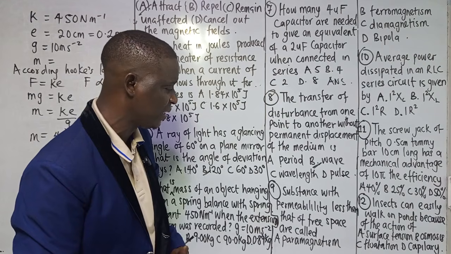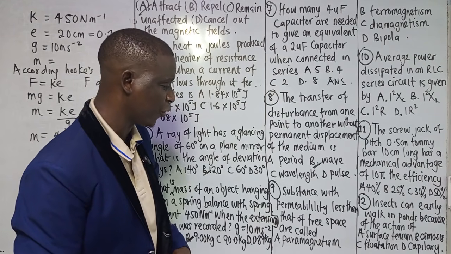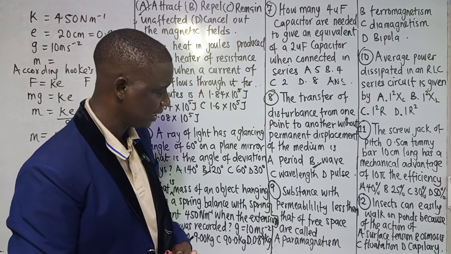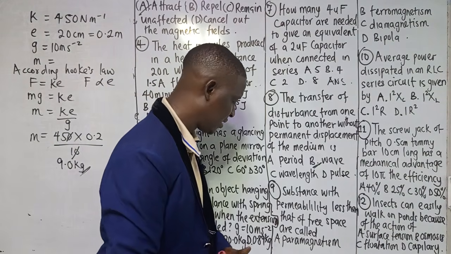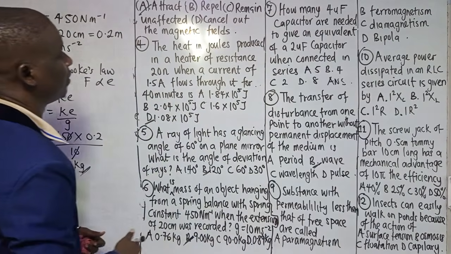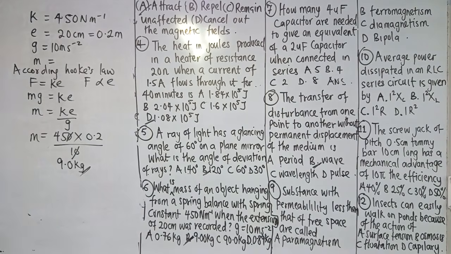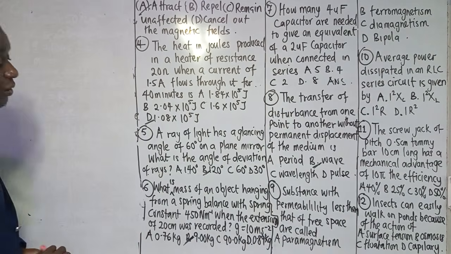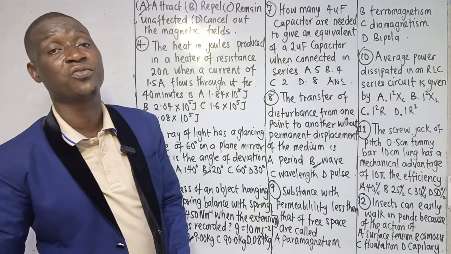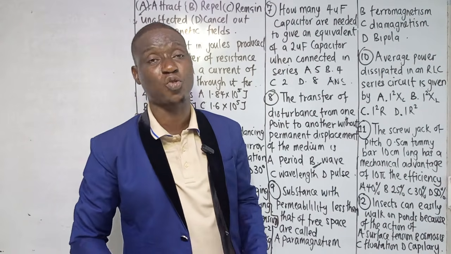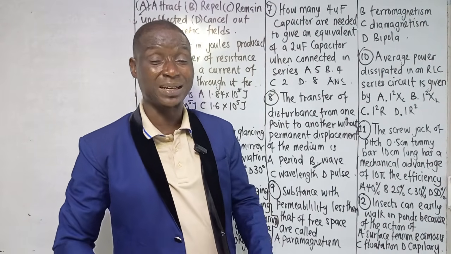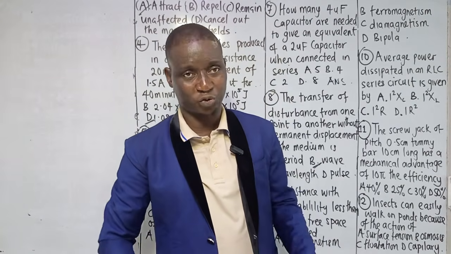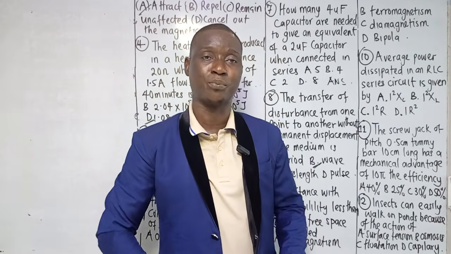Number 9 is very interesting. It says a substance with permeability less than that of free space is called dash. Now, there are 3 types of material. We have the ferromagnetic materials. These are materials that are strongly attracted to an external magnetic field. Even when the external magnetic field has been removed, they tend to retain their strong magnetic properties.